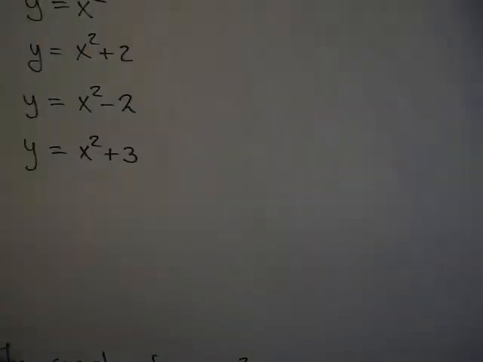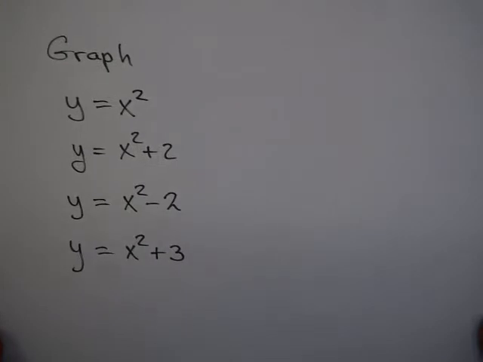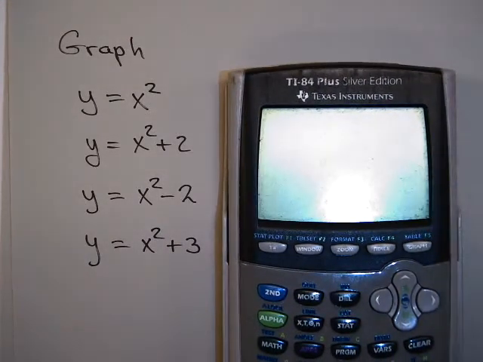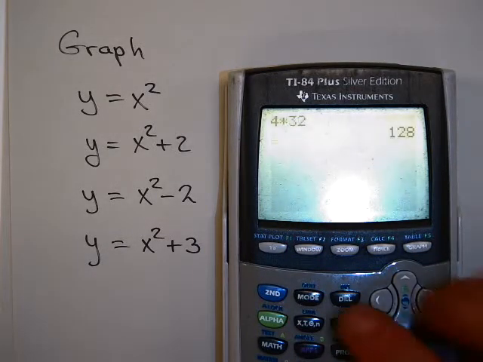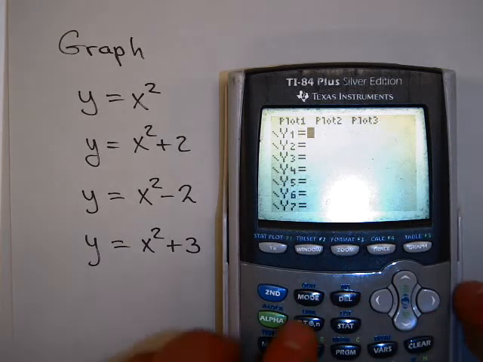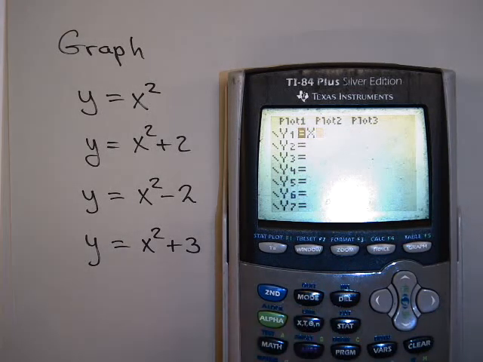So, let's get started. I'd like to take a look at graphing these. Now, I could ask you to graph them by hand, but because of time, let's use our graphing calculator. I'm going to turn it on first, then hit y equals and clear out what I have. Then I'm going to type in x squared for the first one, and then x squared plus 2.